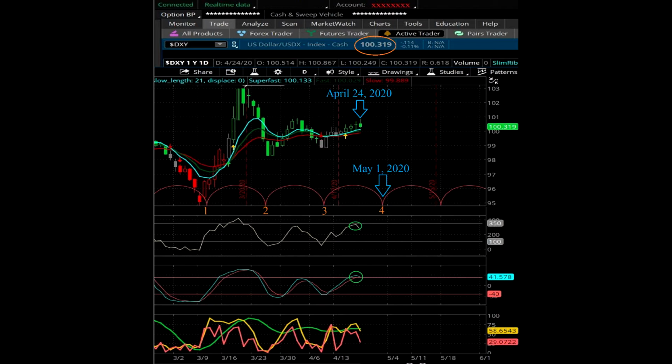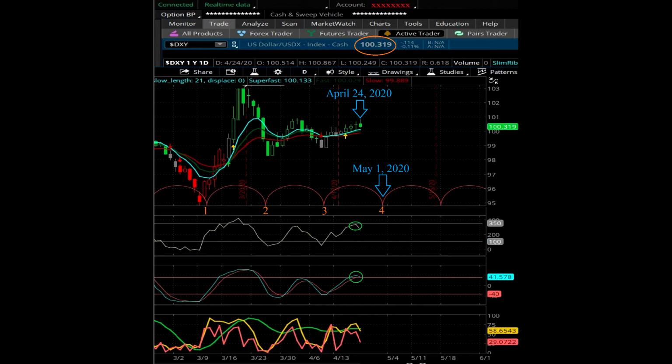Okay, so we're still looking at the U.S. dollar index. If you notice in the very top of the screen, you see an orange circle. That's the price. This is on April 24th, by the way. You'll notice just below the price there is $100.319. And just below that in big blue letters, you'll see April 24th, 2020. That's today, the day that I'm actually showing this video and the day that I took these screenshots.